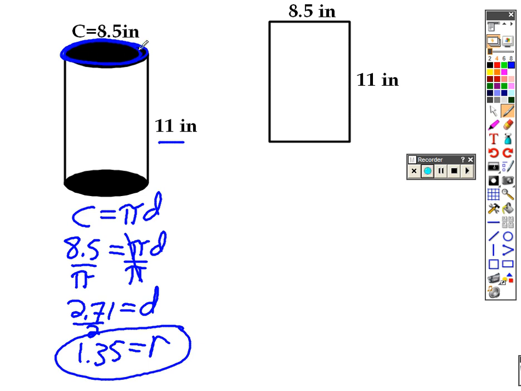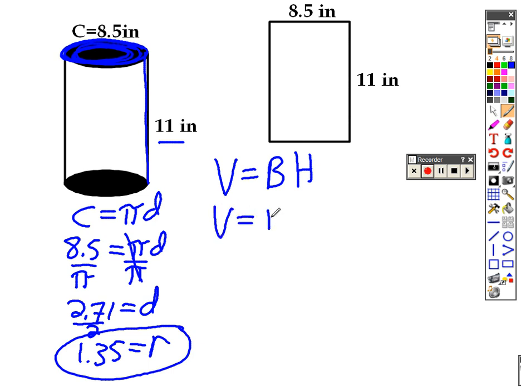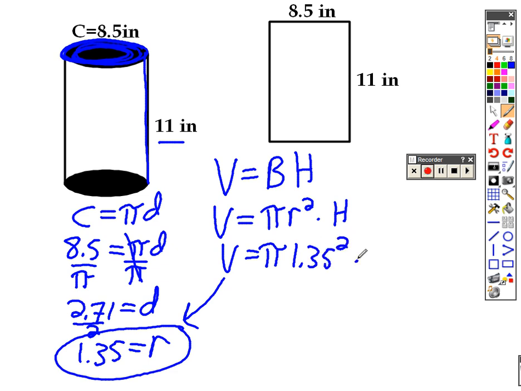Because we know that volume always equals the big base of any cylinder or prism, find the area of the big base, which is this area right here, and times it by the height. Okay, so let's find it. Volume equals, well, the base is a circle, so circles are always pi times radius squared, times the height of the cylinder. Let's fill in what we know. Volume equals pi. Well, we just found the radius right here. The radius is 1.35 squared times the height, which is 11.